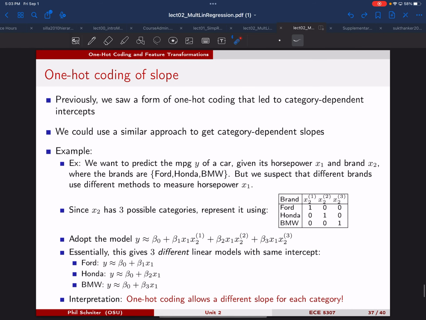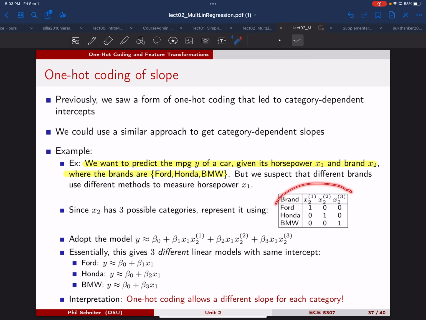Let me show you a different way you can do this. Here's the motivation. We want to predict, again, miles per gallon of a car, given its horsepower and brand, same brands. But now, let's say you think these guys at Ford kind of cheat when they measure horsepower. So when you're looking at the specs of a Ford and it says it's 100 horsepower, if it was a BMW, they probably wouldn't have said 100. They would have said it's like 80 or something. So now the idea is, I want to treat the slope coefficients differently depending on what brand it is. We can do that, and I'll show you how.